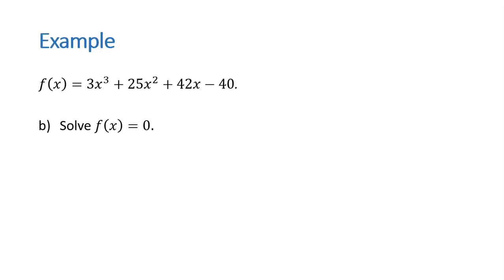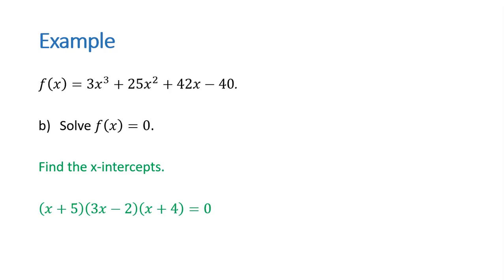So now let's take it one step further. We factored it. Now we want to use our factorization to solve f of x equals 0. In other words, to solve for the zeros of f, find our x-intercepts. So we're finding the x-intercepts by solving this equation. Zeros and x-intercepts mean the same thing, essentially. So we take our factorization and set it equal to 0.